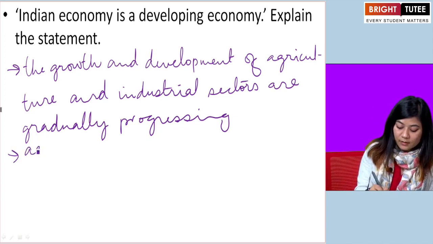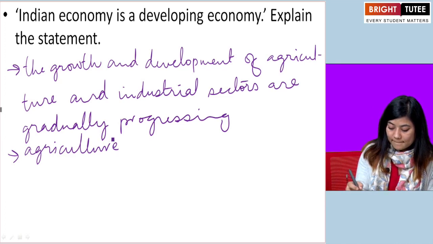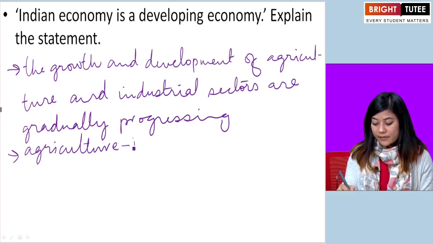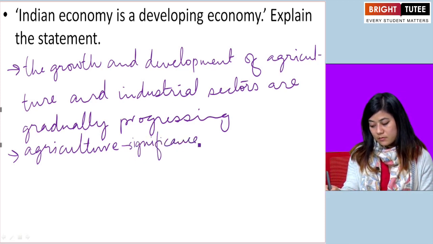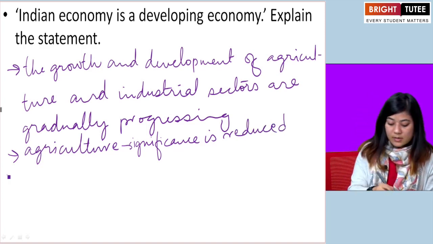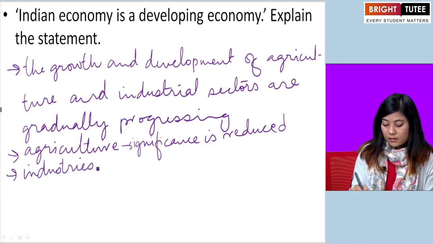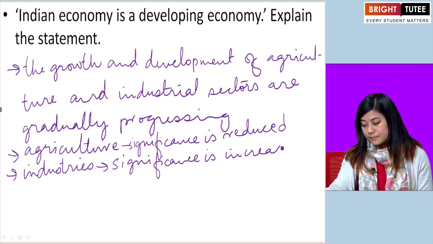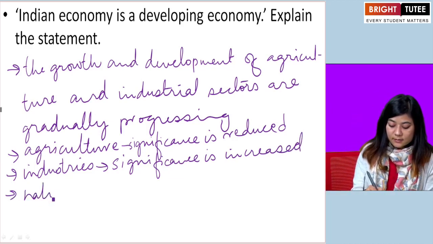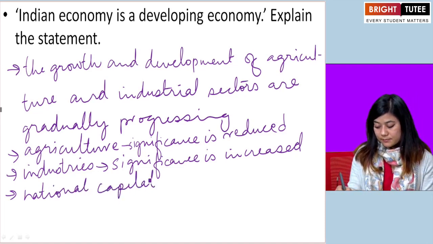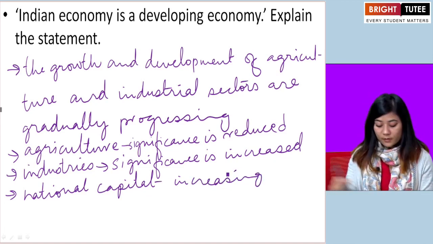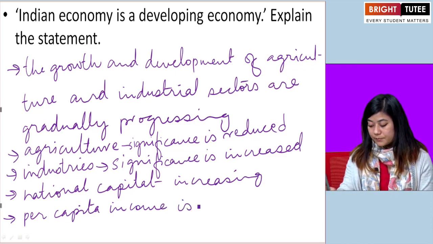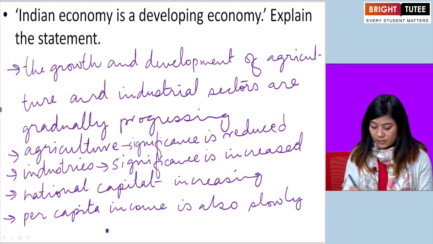Okay? Agriculture is receiving a tendency where its significance is reduced and industries, their significance is increased. Okay? And national capital is increasing, and with that, per capita income is also slowly increasing.